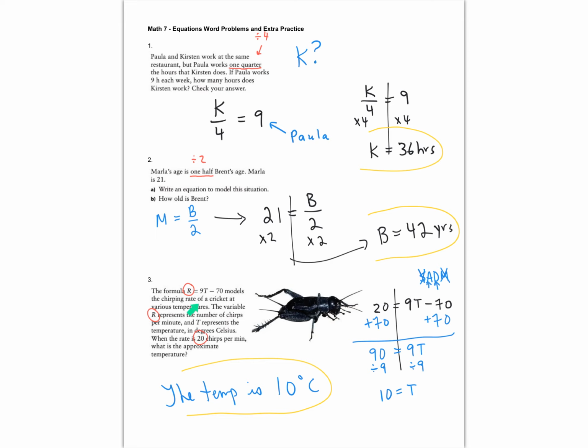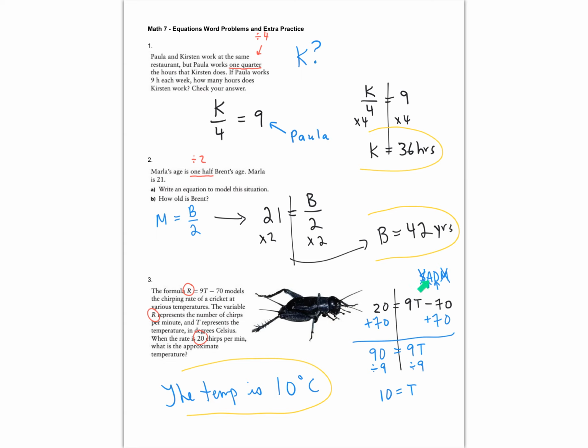This is a formula for, what have we got here? The chirping rate of a cricket at various temperatures. Okay. So the formula is R equals 9t minus 70, where R is the number of chirps per minute, and T represents the temperature in degrees Celsius. Okay, so R, and 20 here. So what we're going to do is substitute 20 in for R, which is what I've done over here, and then solve this two-step equation.